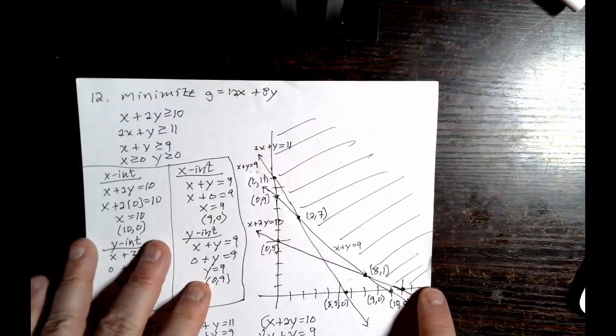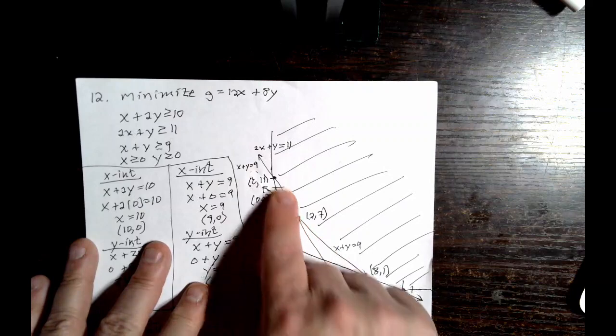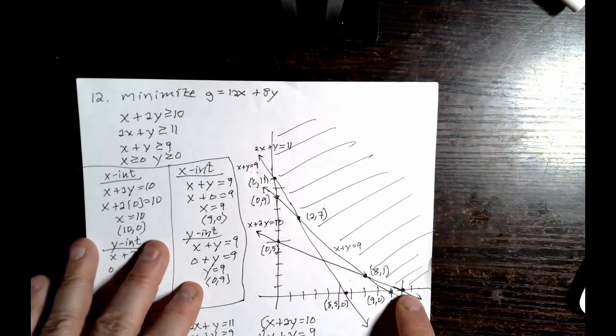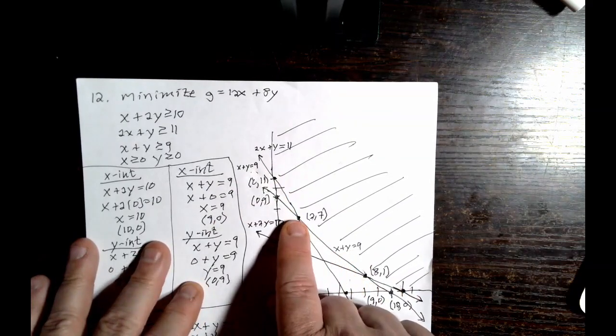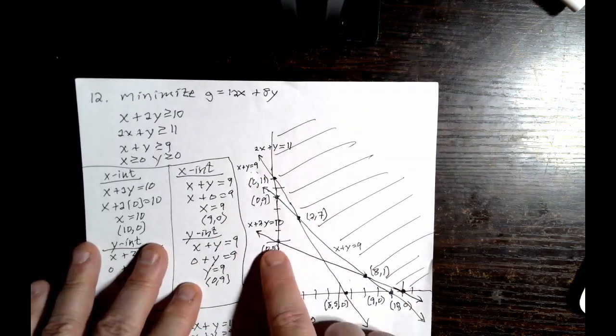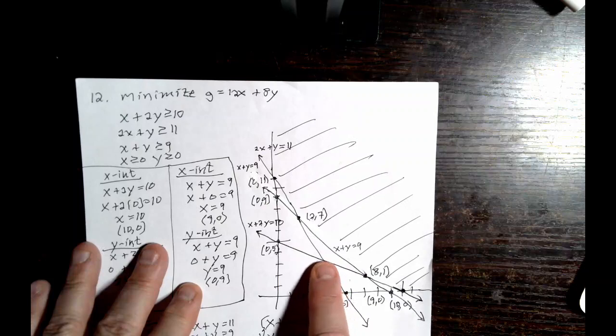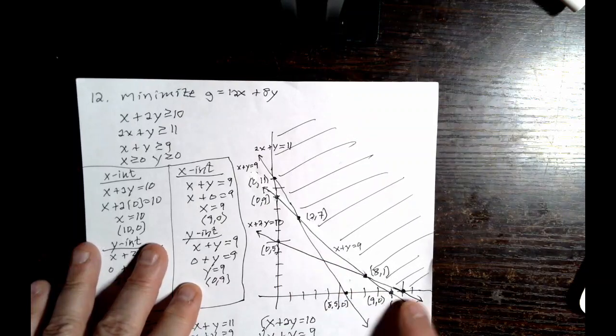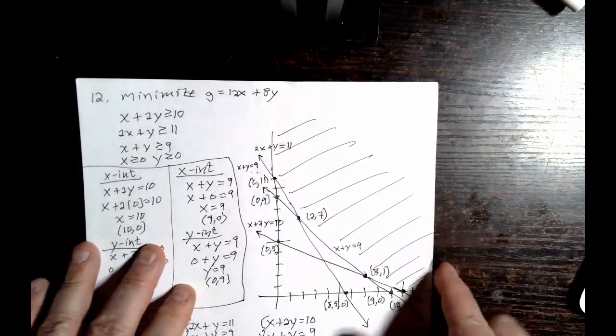So notice you don't choose every single point where things cross. You choose only at the edge of the shaded region. So you pick 10, 0, 8, 1, 2, 7, and 0, 11. You don't choose 0, 9 or 0, 5 or this one here or even that one there or that one there. It's got to be right along the edge to count as a corner.